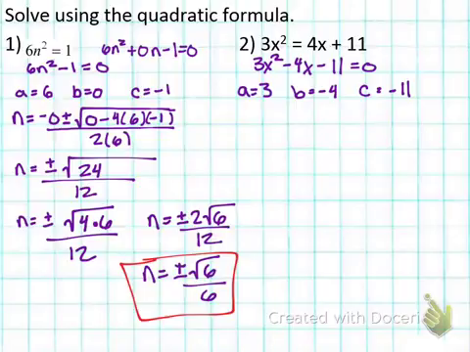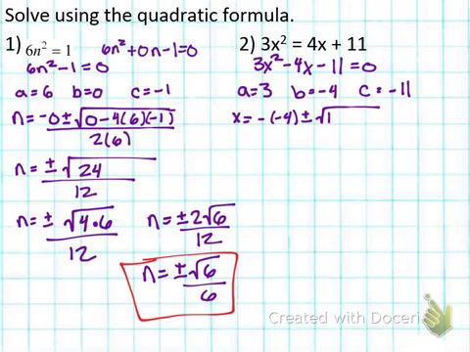I'm just going to plug these into the formula now. So I'm solving for x now, so this is x equals negative b, that's a negative 4, plus or minus the square root of b squared. B squared here, negative 4 squared is 16, right? Minus 4ac. So minus 4 times A times C. A is just 3. And C is negative 11. Right? Okay, and that's all over 2A. So 2 times 3.